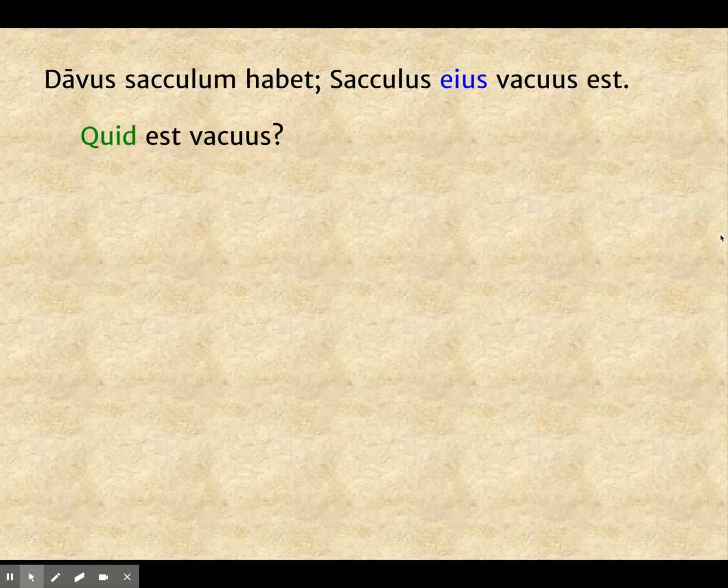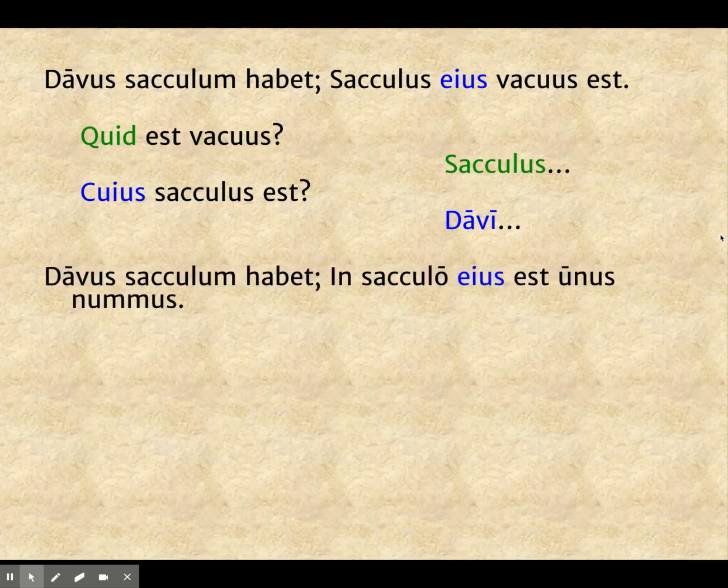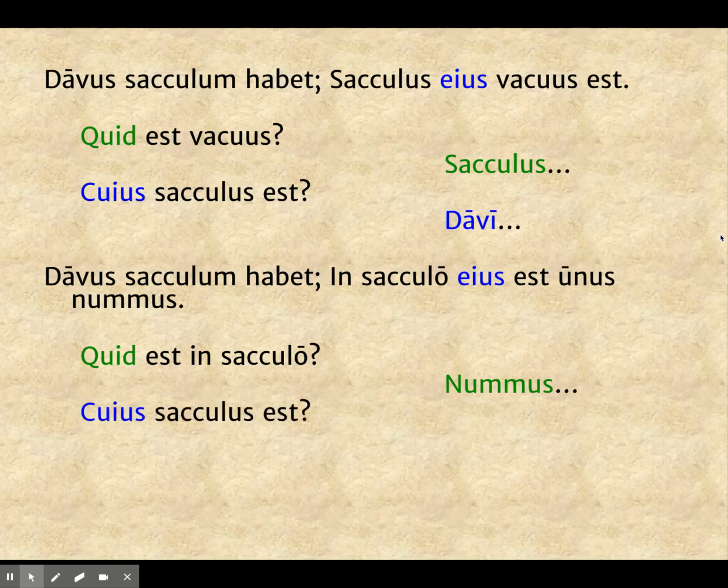Quid est vacuus? Saculus est vacuus. Cuius saculus est? Davi saculus est. Hopefully we're starting to get at the pattern here. Davus saculum habet. In saculo eius est unus nummus. Quid est in saculo? Nummus, or unus nummus est in saculo.